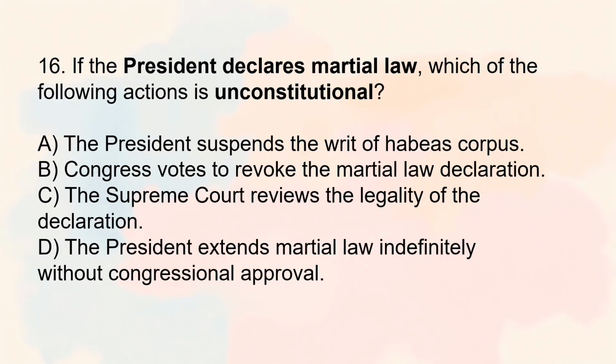Number 16, if the President declares martial law, which of the following actions is unconstitutional? Letter A, the President suspends the writ of habeas corpus. Letter B, Congress votes to revoke the martial law declaration. Letter C, the Supreme Court reviews the legality of the declaration. Letter D, the President extends martial law indefinitely without congressional approval.